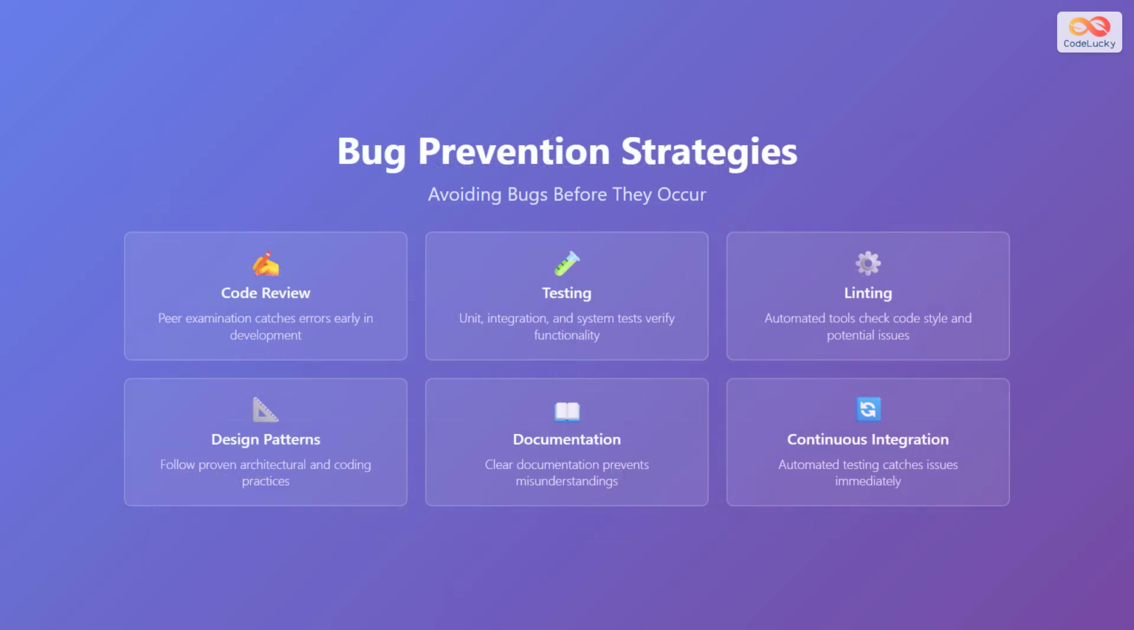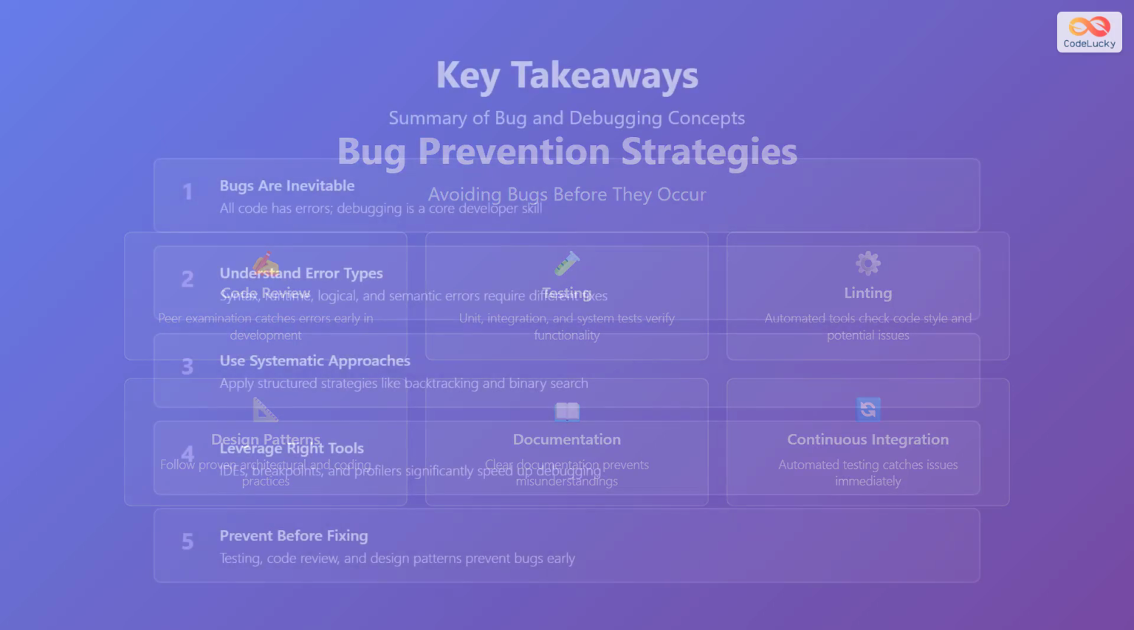Preventing bugs is better than fixing them. Code review through peer examination catches errors early during development. Testing, including unit, integration, and system tests, verifies that functionality works correctly. Linting using automated tools checks code style and identifies potential issues. Following design patterns and proven architectural practices reduces defects. Clear documentation prevents misunderstandings about how code should work. Continuous integration with automated testing catches issues immediately after code changes.